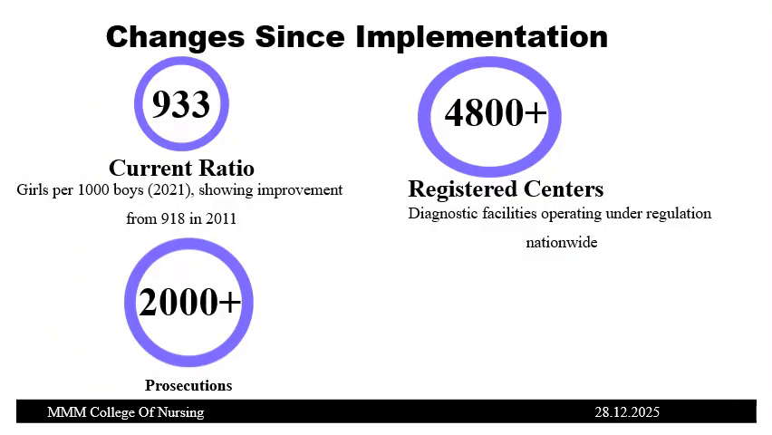So what are the changes since the implementation? Regarding the girls to boys ratio, the current ratio is 933 girls per 1000 boys in 2021, which shows improvement from 2011, where the ratio was only about 918 per thousand boys. And registered centers: there are about 4,800 plus registered diagnostic facilities operating under regulation nationwide, and 2,000 plus prosecutions have been carried out, enforcing this law.